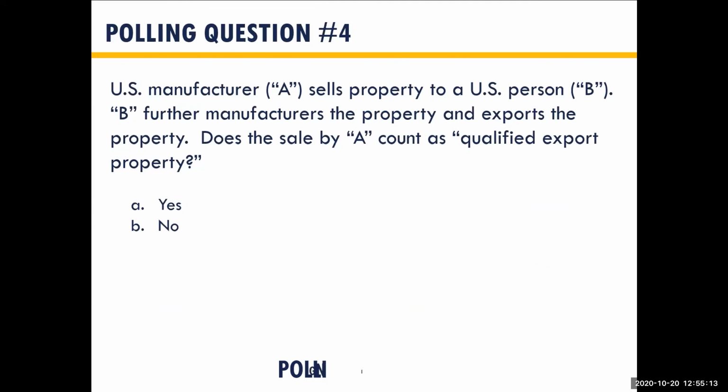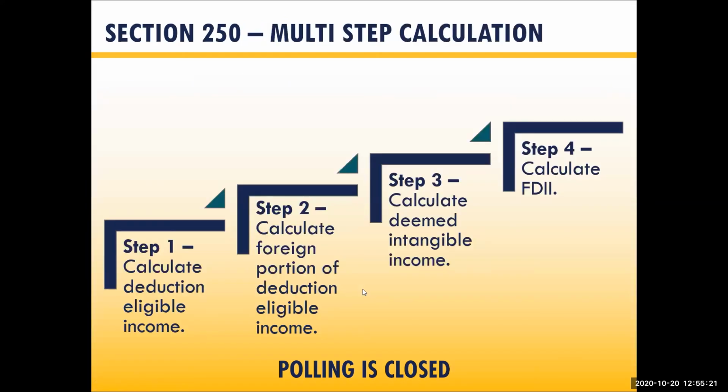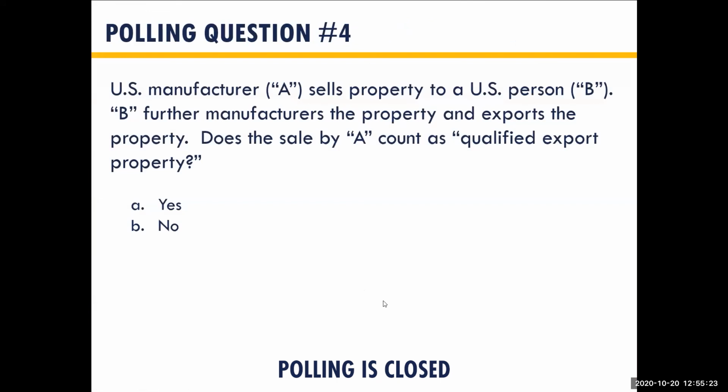And I think we have our last polling question. So going back to DISC, our last question: a U.S. manufacturer sells property to a U.S. person. The U.S. person further manufactures the property and then exports it. So will the sale by A, the manufacturer, count as qualified export property?